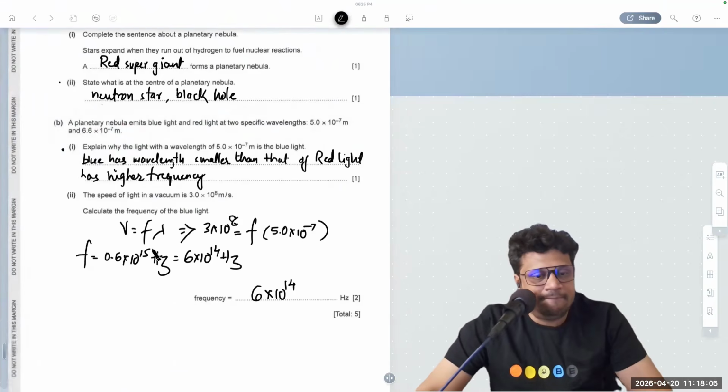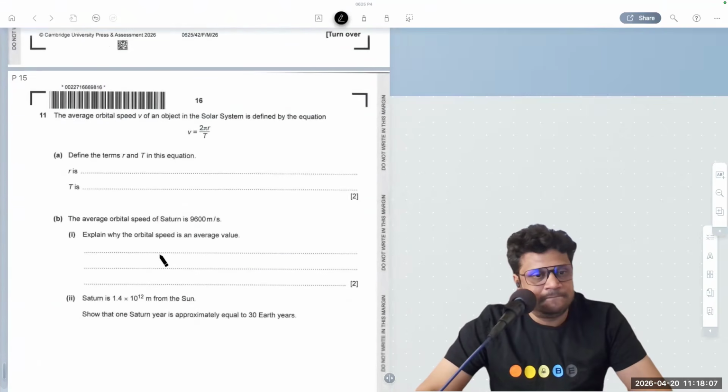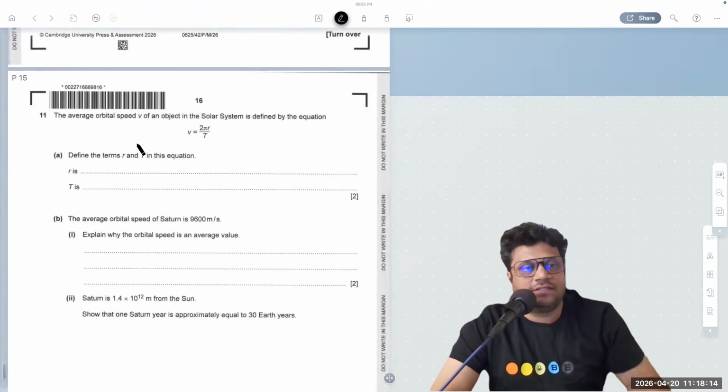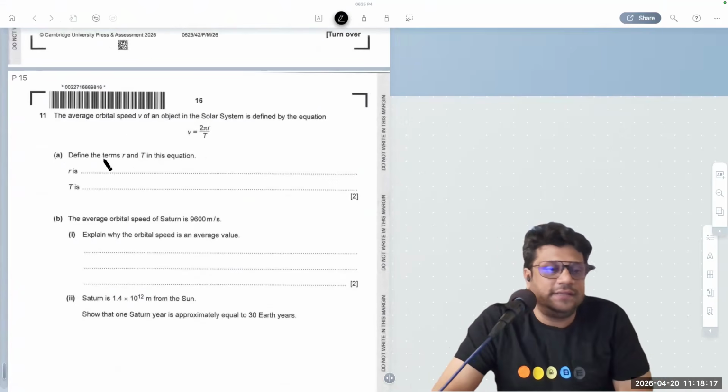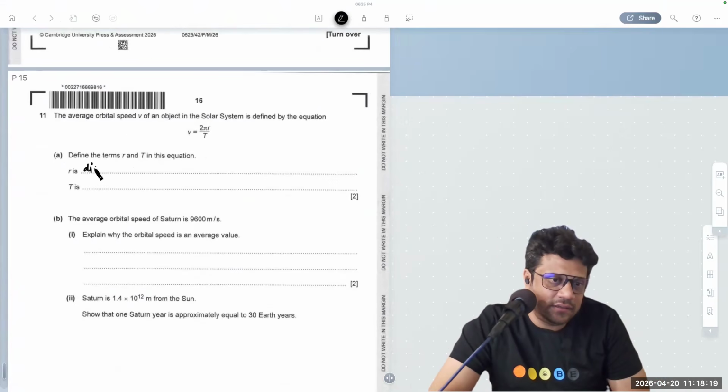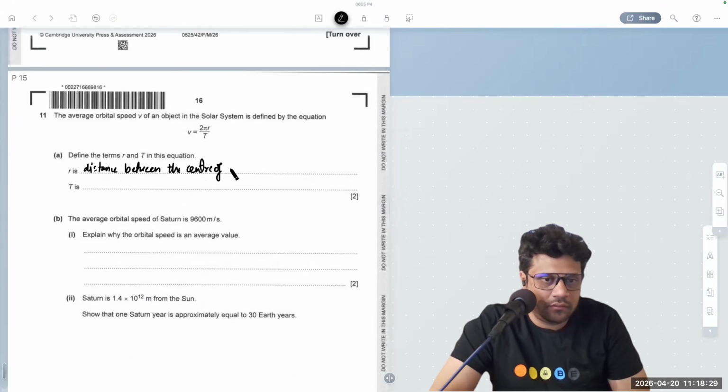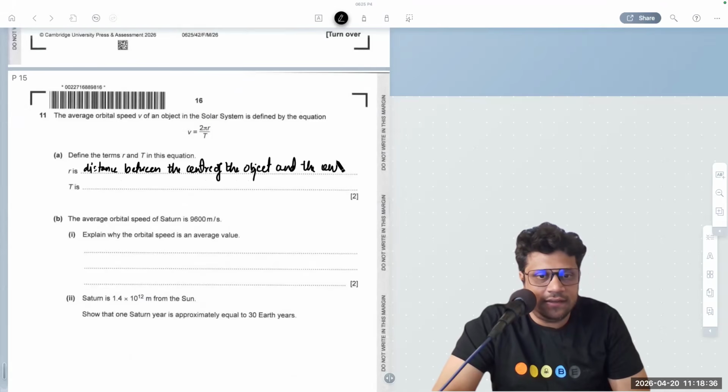Let's see. Okay, what is happening here? Am I running out of time? No, I have 15 more minutes. The average orbital speed, define the terms r and t. So r is the distance between the center of the object and the center of the sun.